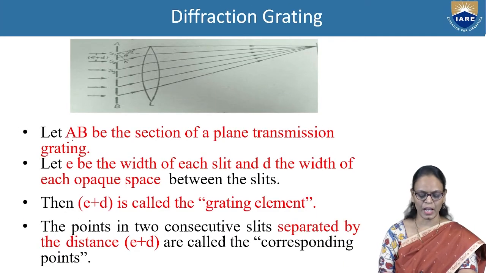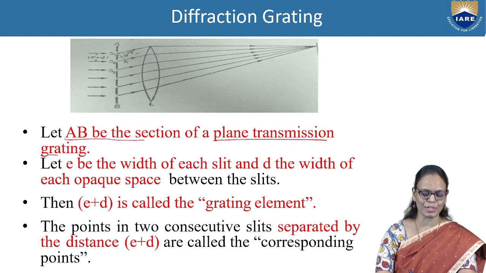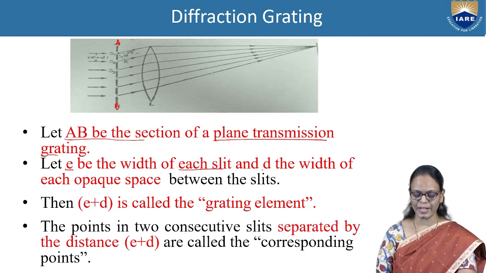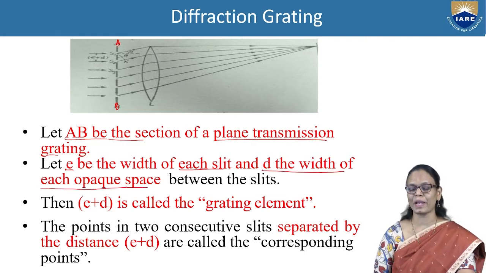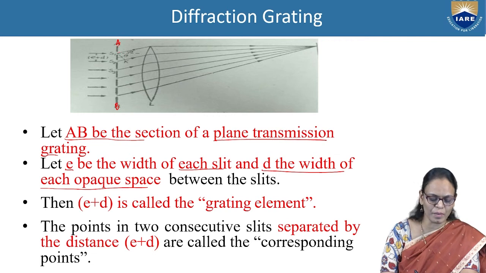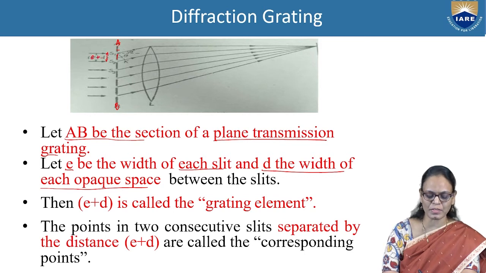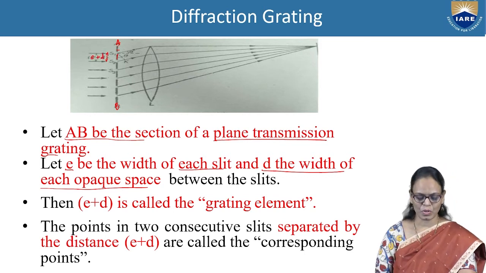Now let AB be the cross section of the plane transmission grating. So this is the transmission grating AB. E is the width of each slit and D is the width of each opaque space. Here, this is the slit we are talking about, slit E, and this is the opaque space. The total length of the element, the grating element, we have taken as E plus D. So E plus D is called the grating element.